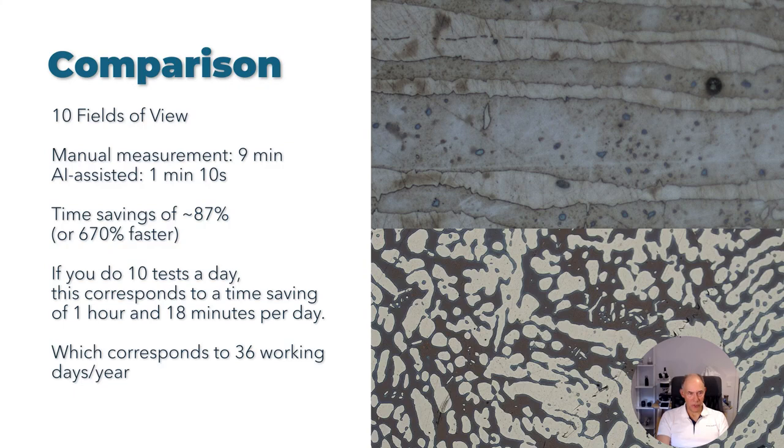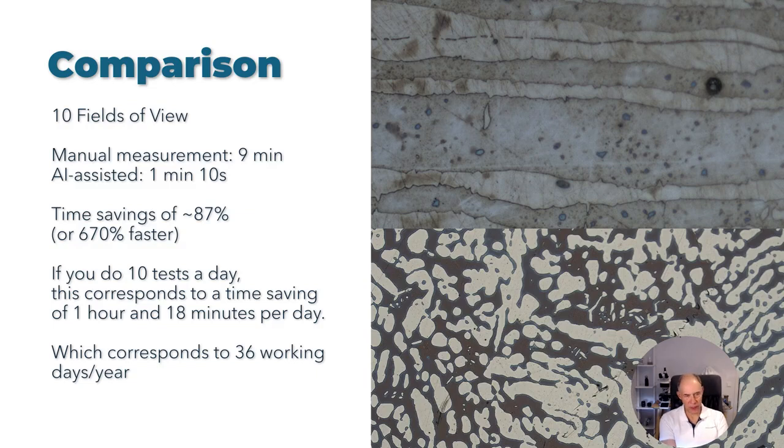So a comparison again, 10 fields of view, manual measurements take 9 minutes, AI assisted 1 minute and 10 seconds. The time saving is a staggering 87% or 617% faster, which way you prefer to say it.